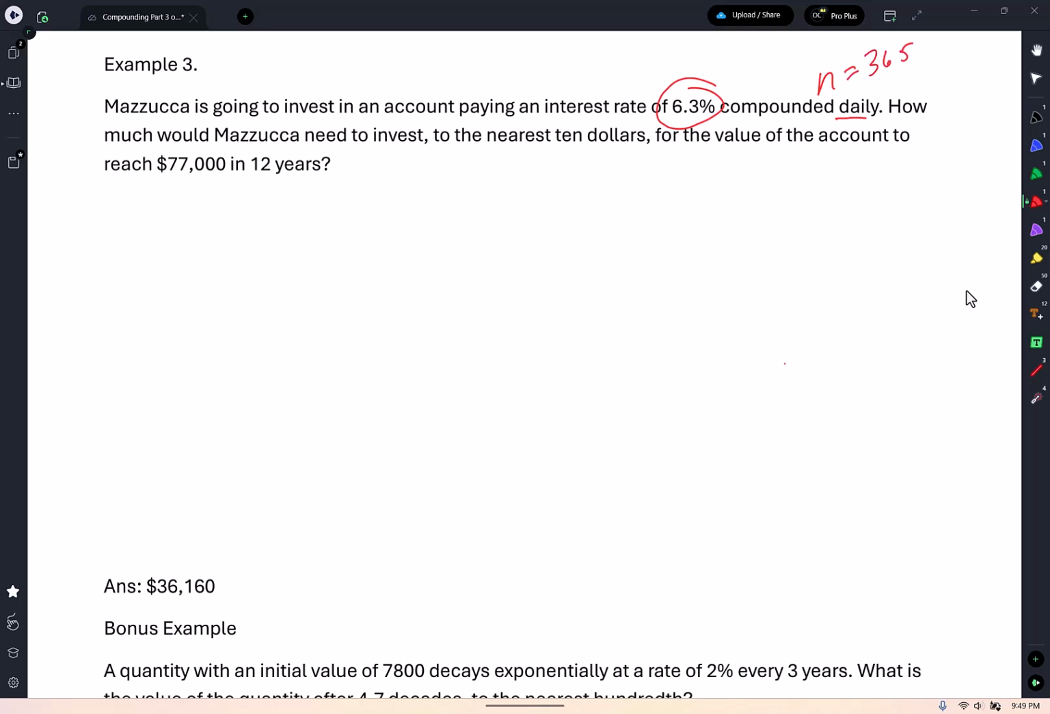We're not talking about a leap year, just a regular year. How much will Mazuka need to invest, to the nearest $10, for the value in the account to reach 77,000 in 12 years? So 77,000 equals the amount that we're going to be looking for, 1 plus 0.063 divided by 365, to the power 365 times 12.